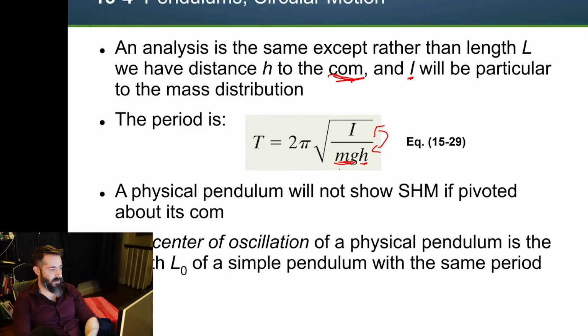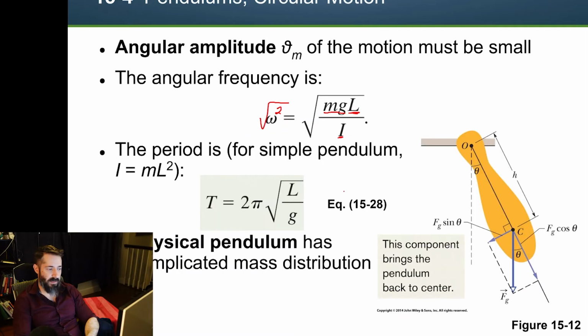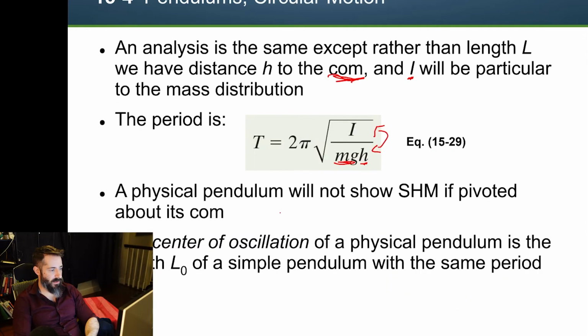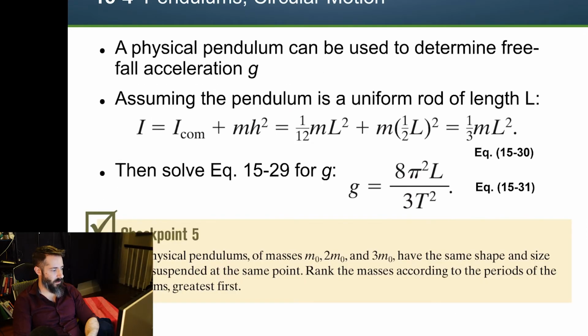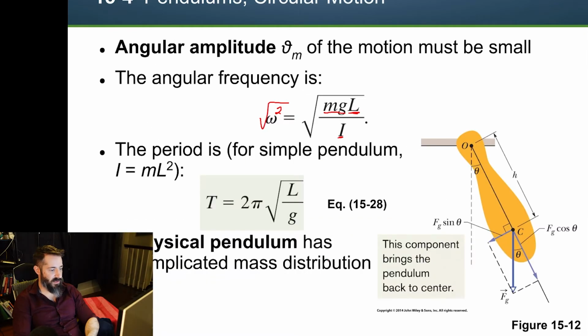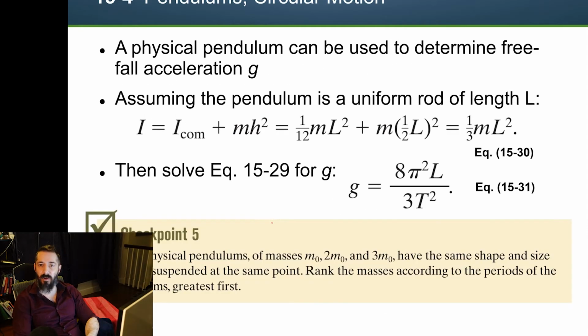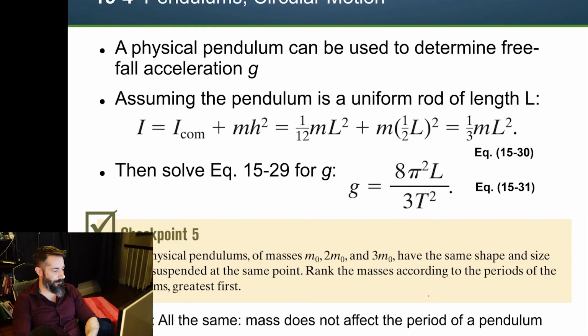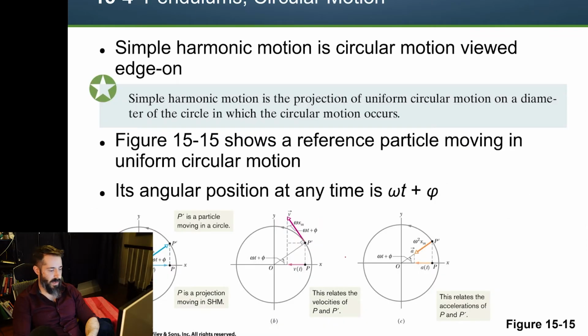Where's the piece we look for? So the period here that has a mass in it. But a period for a simple pendulum has no mass in it. So what did it want? Rank the masses according to the periods of the pendulum's, greatest first. So since this is a simple pendulum and they're all identical, you can see here there's no mass involved in this equation, right? So the masses are irrelevant, so they should all be the same. And yeah, so mass does not affect the period of the pendulum.